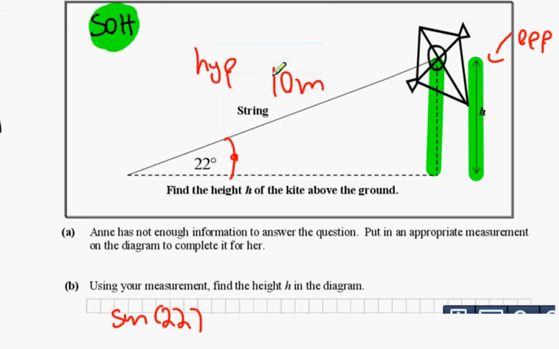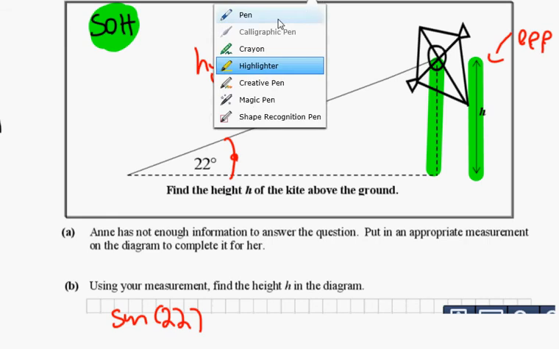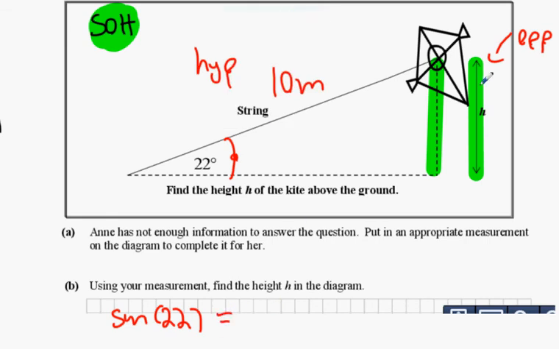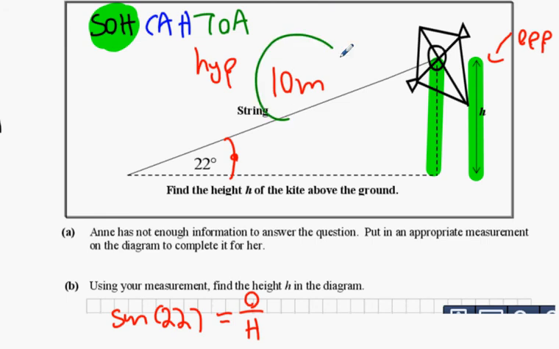Okay? We're using SOH. So Ryan, what's a sine equal? Opposite over hypotenuse. And then the other ones are CAH, and the last one is TOA. We're using the hypotenuse, which is 10, and the opposite, which is labelled h. So what is the opposite again, guys? Opposite is labelled h, and the hypotenuse is labelled 10.